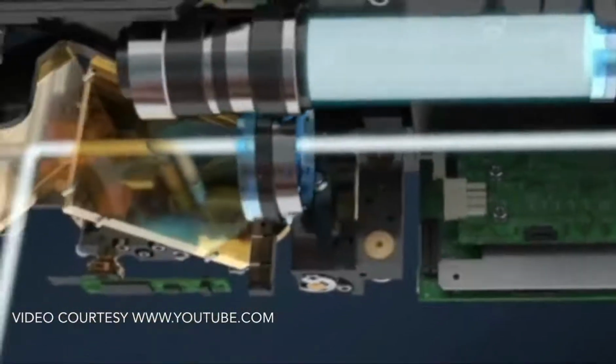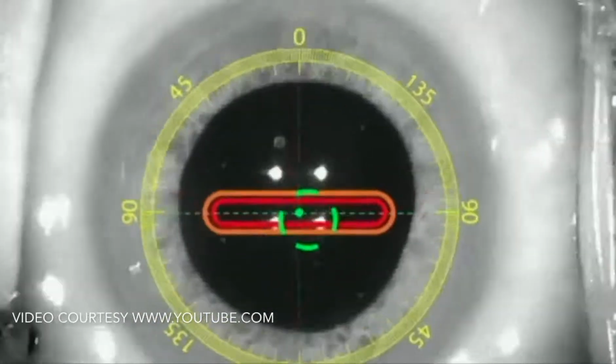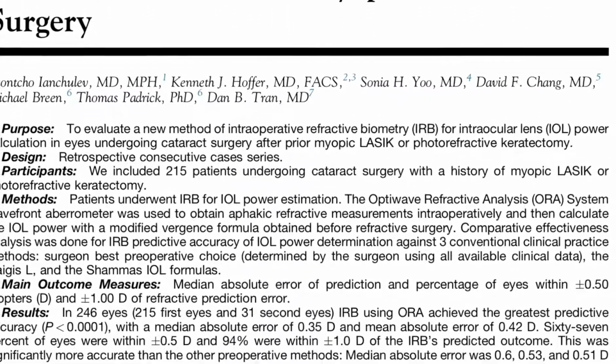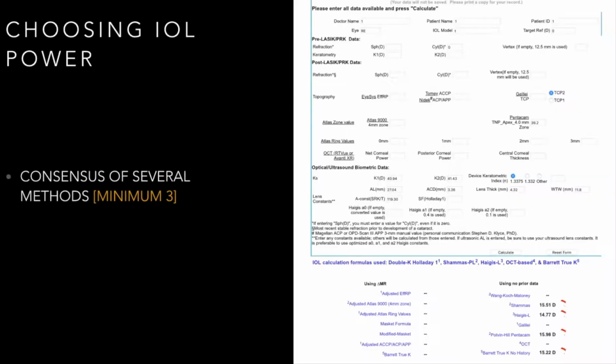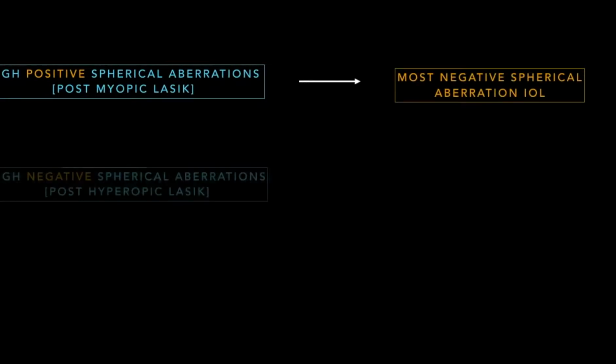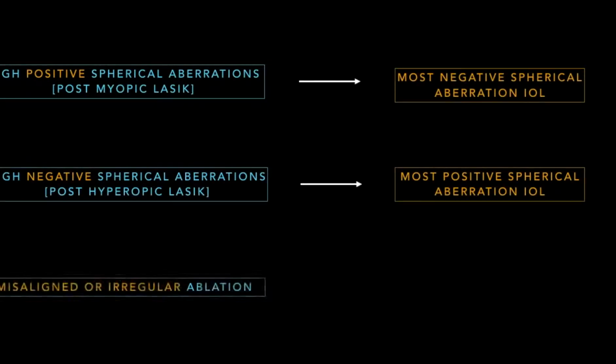Intraoperative aberrometry, if available, can be used to make real-time adjustments to the IOL power based on the aphakic refraction and has shown to provide predictable results. Finally, one must obtain a consensus of several methods by computing an average of the recommended IOL power. It is wise to hedge in the direction of myopic results if there are wide variations in the recommendations. Also, depending upon the post-operative corneal aberrations, an appropriate IOL may be selected.